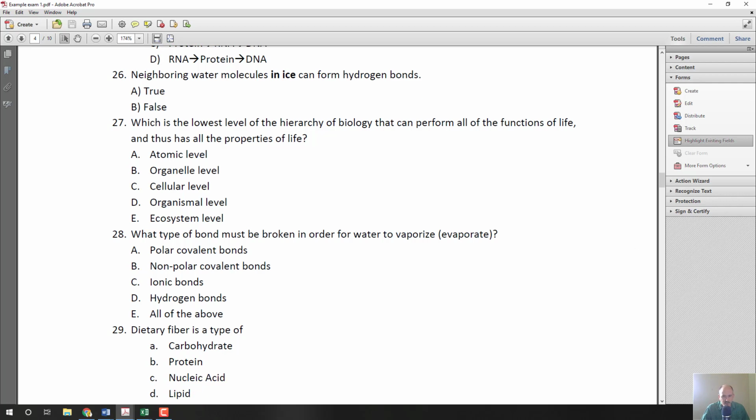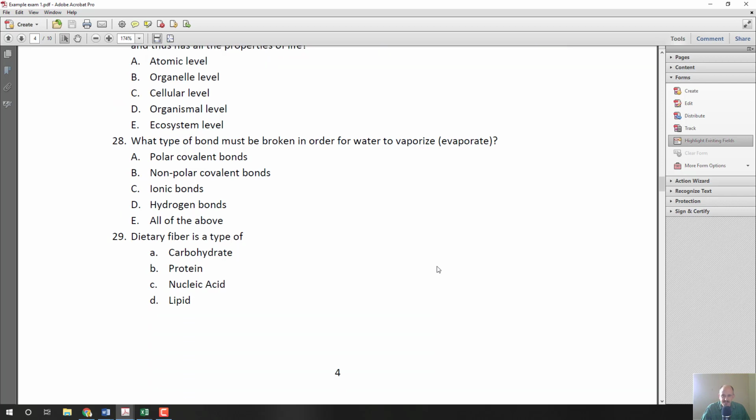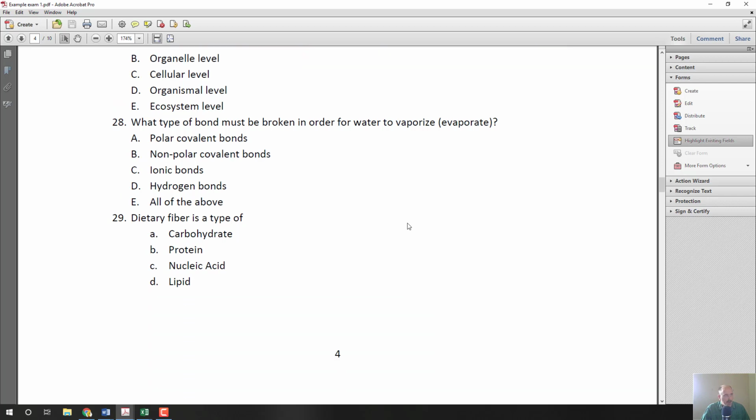Number 27, which is the lowest level of the hierarchy of biology that can perform all the functions of life and thus has all the properties of life? Where does life begin? That's C, at the cellular level. Organelles are not considered to be alive. They are parts of a living thing.